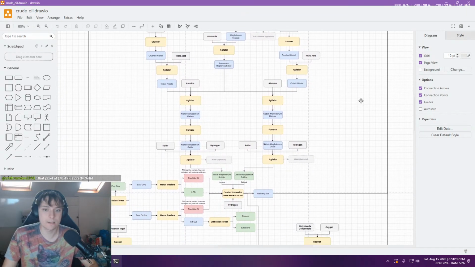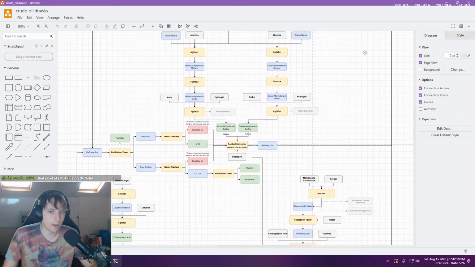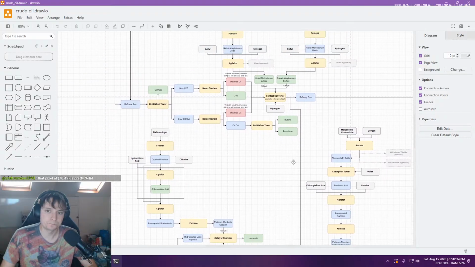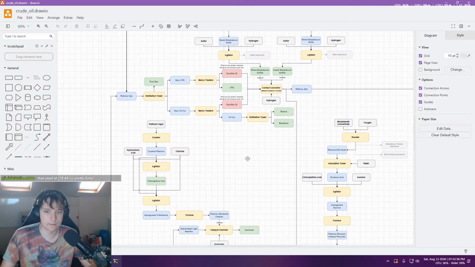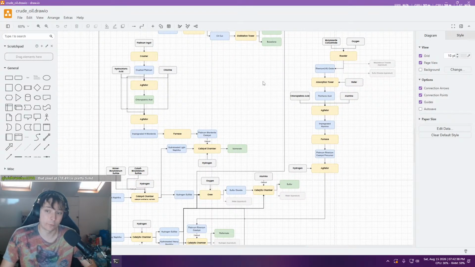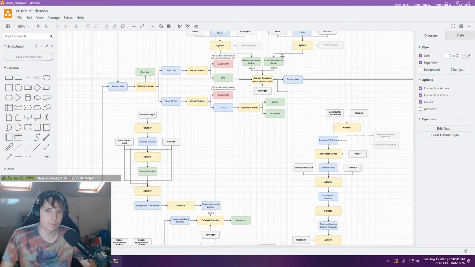Now in that process there are some other products that we make which are used elsewhere. Nickel moly sulfide and cobalt moly sulfide, I'm going to call it moly, are two catalysts which are used basically everywhere. That's why I've made those ones green. Basically greens are all the outputs here.